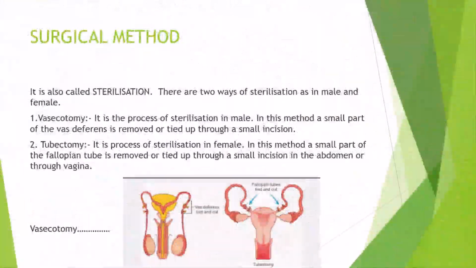The next method is the last one, the surgical method. This method is also called sterilization. If we call it surgical, it does not mean that it is a highly complicated process. Sterilization is for both male as well as female. If the sterilization process occurs in males, then it is called vasectomy.